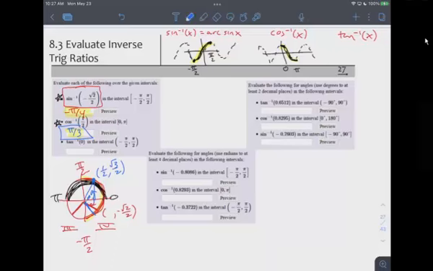Okay, the final trig ratio that we're looking at is tangent. We haven't done the tangent graph, so I'm just going to sketch this for you. So the tangent graph looks like this. Again, it does cycle through, but this is your tangent graph from here to here. And then it just repeats that same pattern continuously.